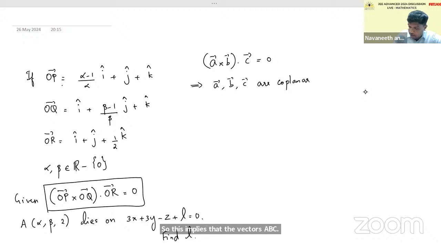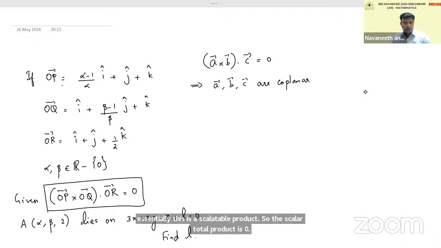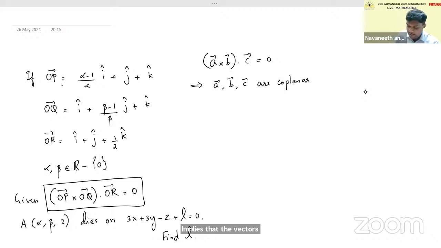Okay, so this is the first understanding from this question. This is what everybody should understand when you first see this question: we have been given three vectors, and essentially this is the scalar triple product. So the scalar triple product is 0, implies that the vectors A, B, C are coplanar. And hence, we can say that their determinant must be 0, right?